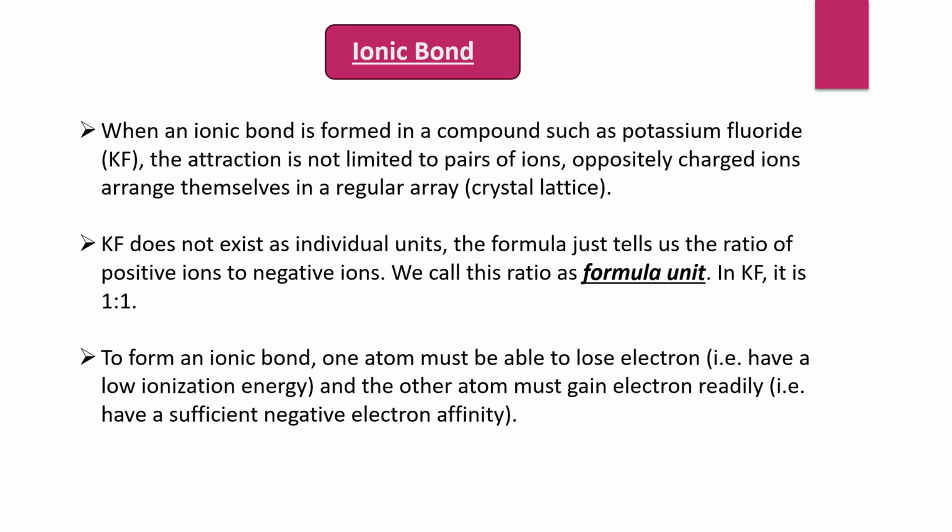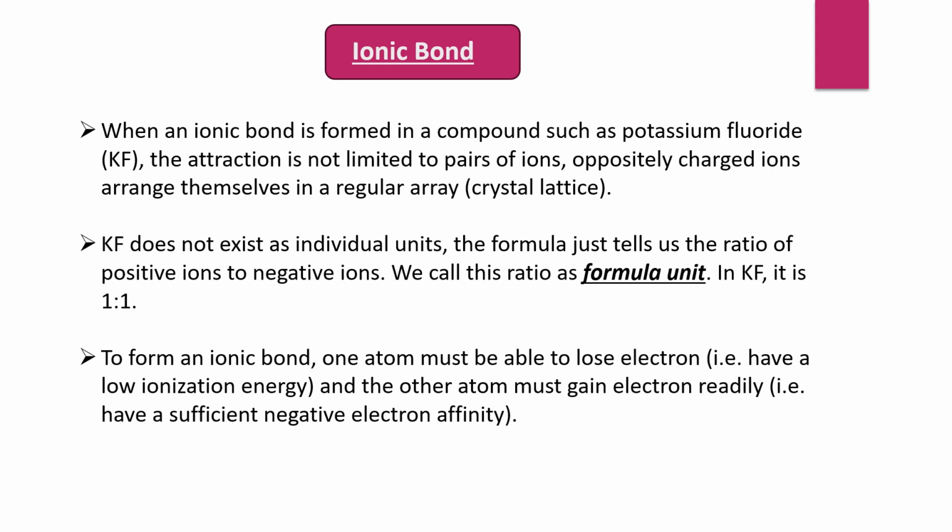The attraction is not limited to pairs of ions. Oppositely charged ions arrange themselves in a regular array which is called a crystal lattice. KF does not exist as individual units. This formula just tells us the ratio of positive ions to negative ions. We call this ratio the formula unit. In potassium fluoride, it is 1:1.